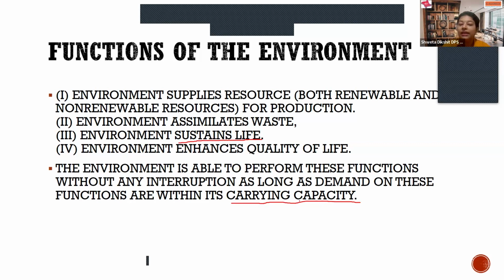I repeat, children, carrying capacity is the term which is used for 2 reasons. The first is regeneration of the resources which we have used, and also assimilation of the waste which we have produced for our survival or for living. So we should remember that the environment is able to perform all these functions without any interruption as long as demand on these functions is within its carrying capacity.